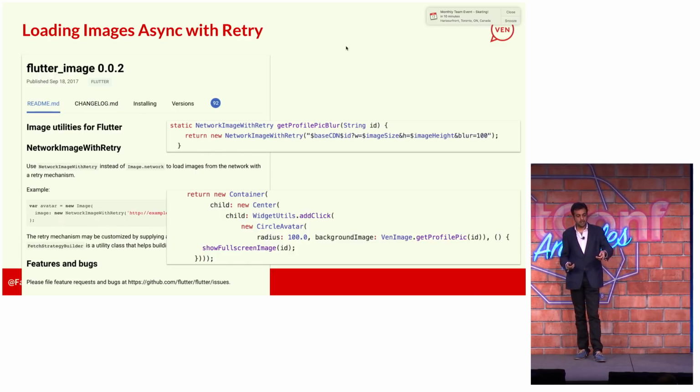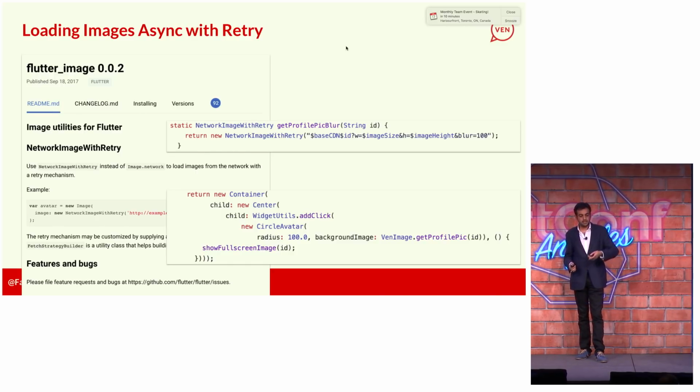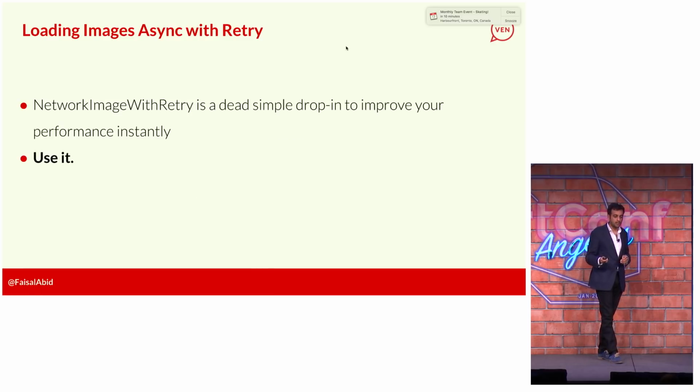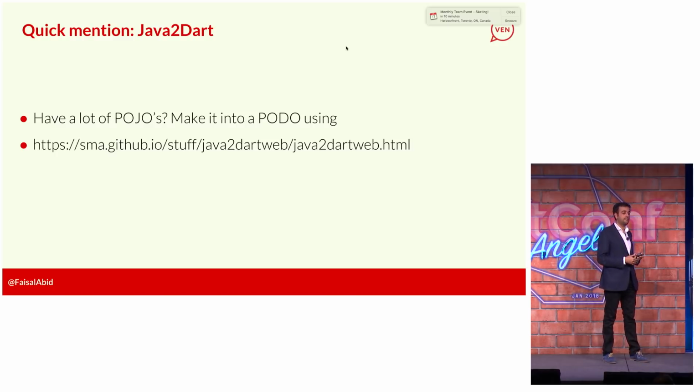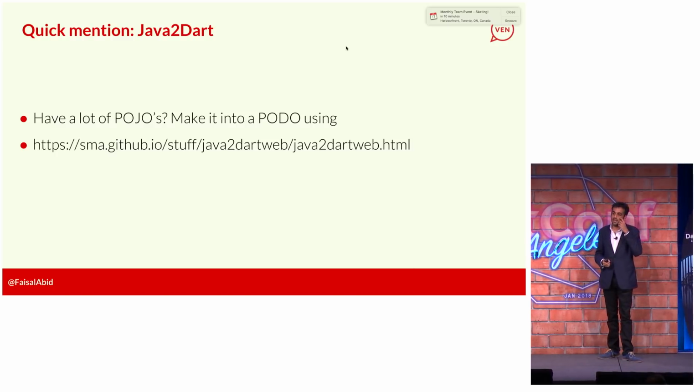At the bottom there, you can see that I have a container with a center in it and a circle avatar. As you saw, there's a bunch of circle pictures there. And that just takes in a background image from a helper class I have called getProfilePic, which at the top there returns a network image with retry. So really simple. And then I just have a robust image caching and retry solution. Use it.